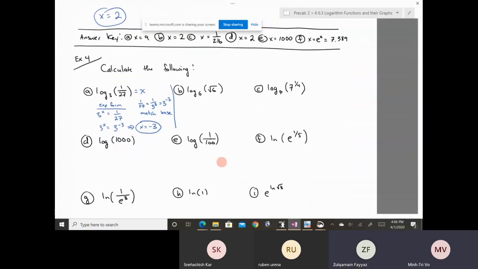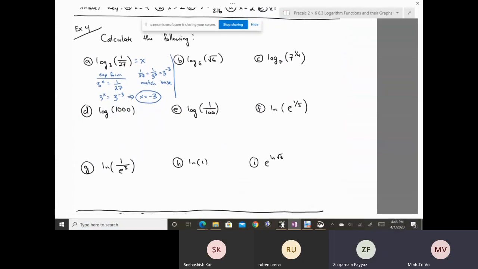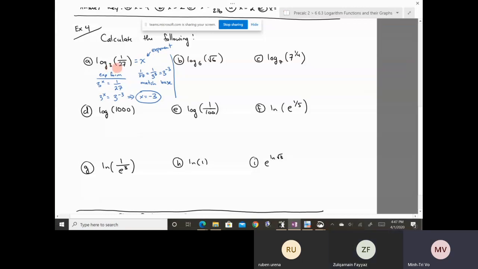Example 4. It's kind of the same, but also a little bit different, right? Now you're trying to calculate this thing, but you don't know what the exponent is this time. That's what's missing. But you still start off the same way: switch it to exponential form and write it out. This raised to this is equal to this, so it's 3 to the x power is equal to 1/27.